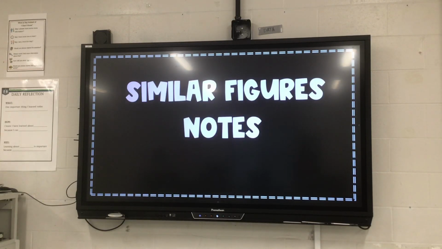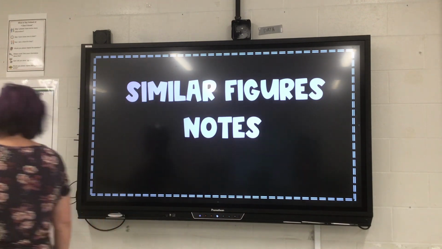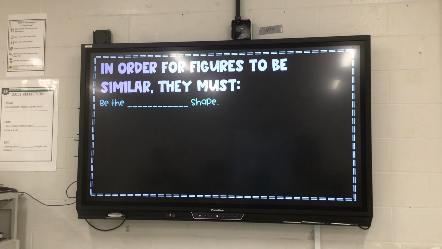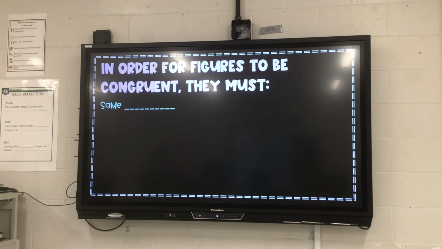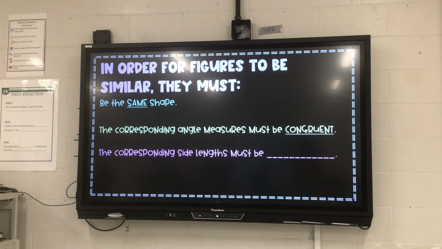Okay, today we're doing similar figures. These are the notes. In order for figures to be similar, they must be the same shape. The corresponding angle measures must be congruent. And what congruent means, in order for figures to be congruent, they must be the same shape, same size, and the same angles. Okay. The corresponding lengths must be proportional.